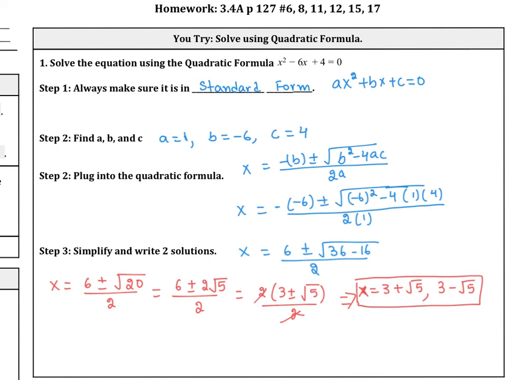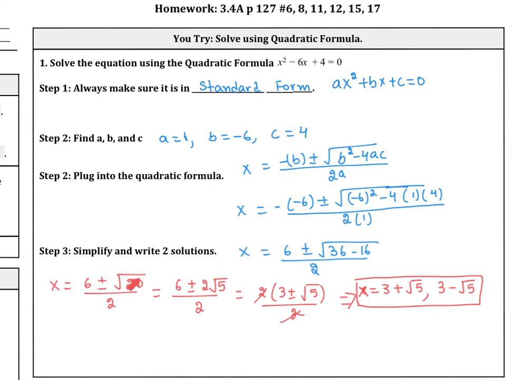For the you-try problem, make sure that you write the equation in standard form and then identify a as 1, b as negative 6, c as 4. Write it down in the formula, or plug it into the formula. You get b as negative 6, squared here, minus 4 times 1 times 4. So you get negative negative, positive 6 plus or minus the square root of 36 minus 16. So it's going to be 6 plus or minus the square root of 20, over 2.